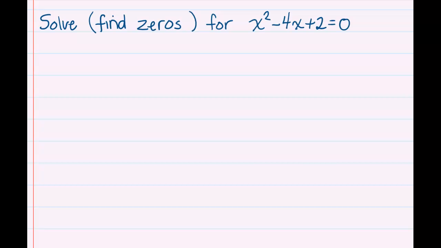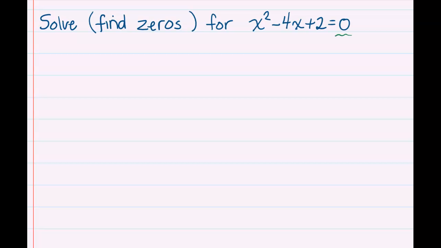In this video, we're going to solve the quadratic equation x squared minus 4x plus 2 is equal to 0. What we notice is that we can't solve this one by factoring, so we're going to try to solve this by completing the square.